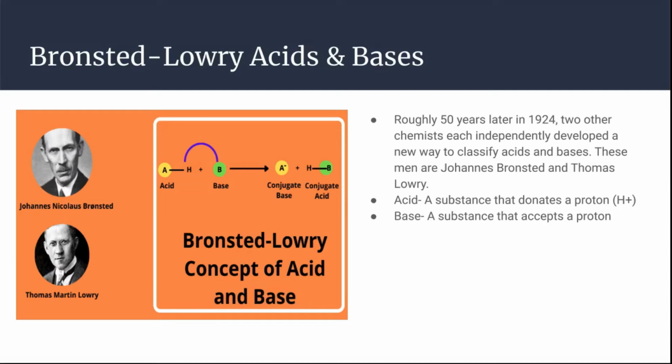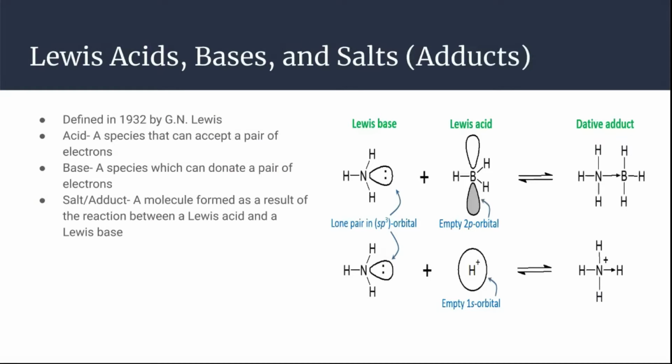Roughly 50 years later, there were two other chemists who each independently came up with this classification that has come to be known as the Bronsted-Lowry acid-base definition. What it states is that an acid is a substance that donates a proton, or a hydrogen ion, and a base is a substance that accepts a proton. The picture of the two of them is on the left, as well as a diagram of what this kind of acid-base reaction actually looks like.